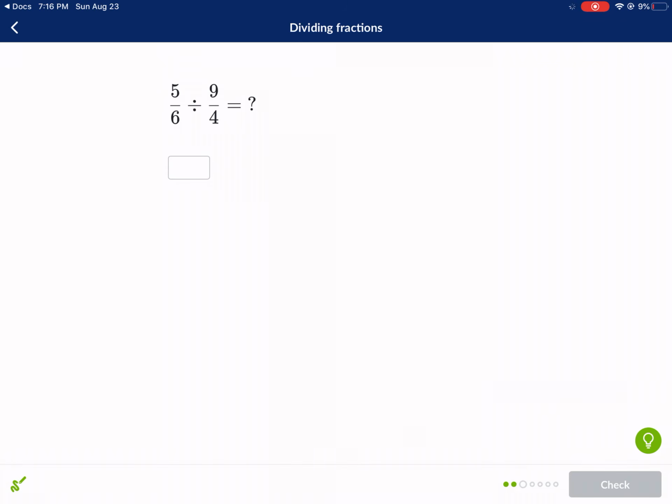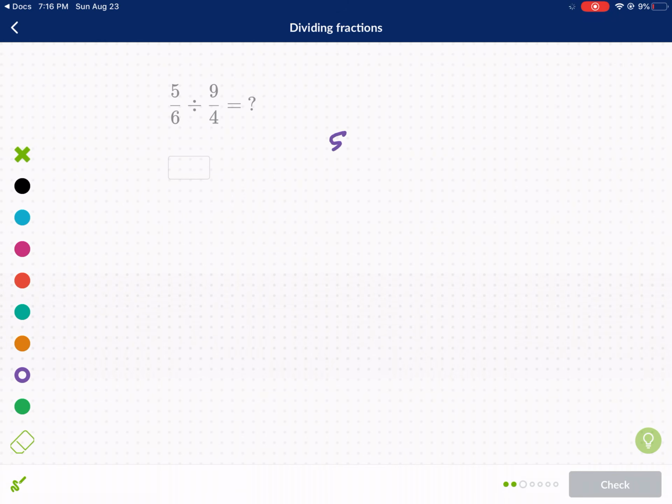Okay, keep, change, flip, as you would say. 5 over 6 times 4 over 9. Okay. Well, there's two things we can do. Well, we can just multiply top times top, bottom times bottom. We see that we can reduce. Both of these have a factor of 2, so we can change this to 10 over, what is that, 27. Okay, so that's equal.